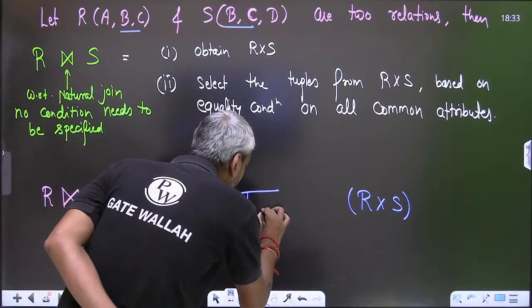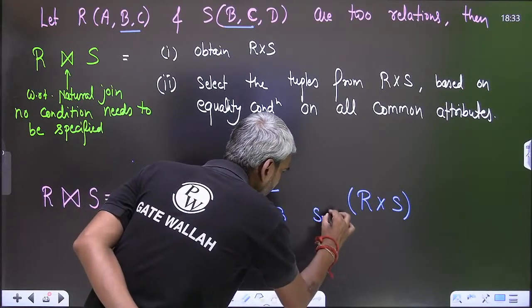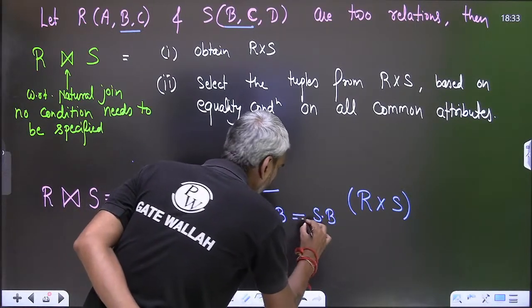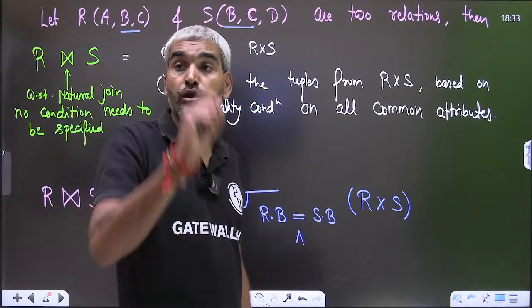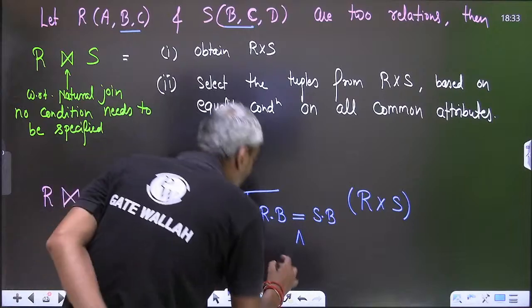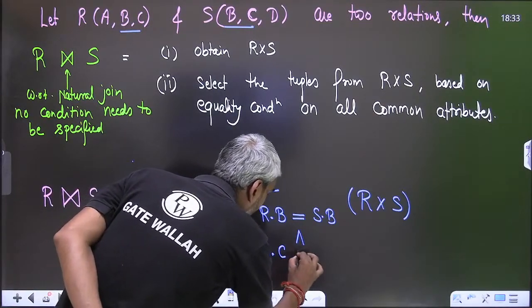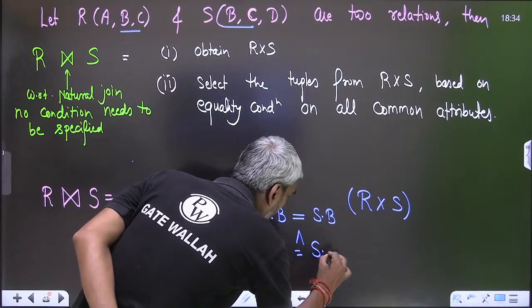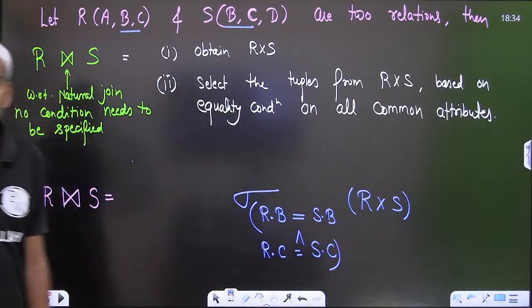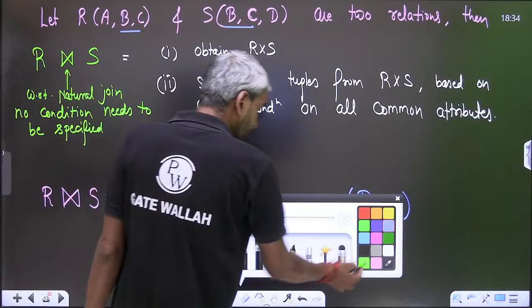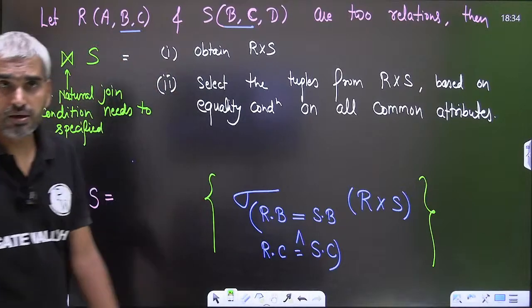In the relation R, there is an attribute B. In the relation S, there is an attribute B. So, these two must be equal. And this equality condition must be on all common attributes. Therefore, R.B must be equal to S.B. And one more common attribute between R and S is C. Therefore, R.C must be equal to S.C. So, you will select those tuples in which all common attributes are equal.